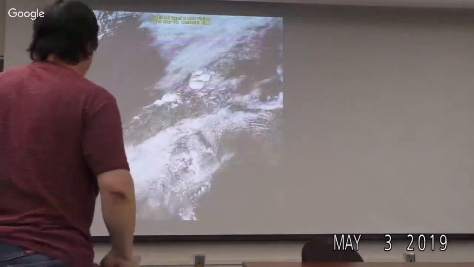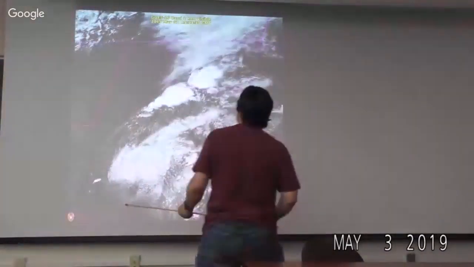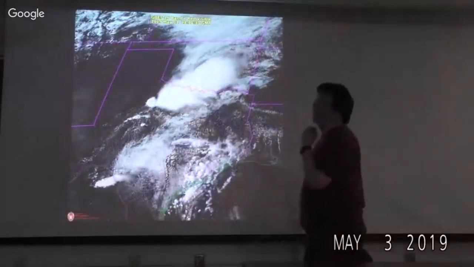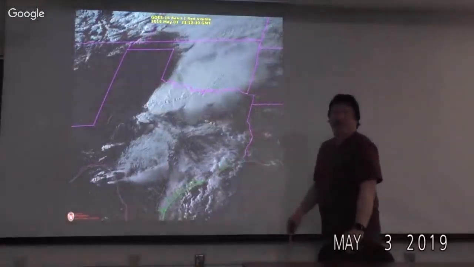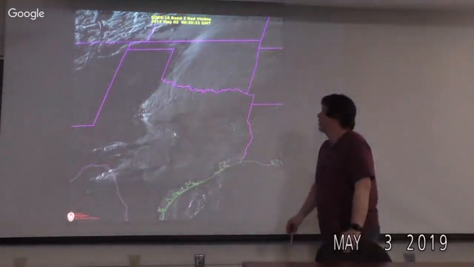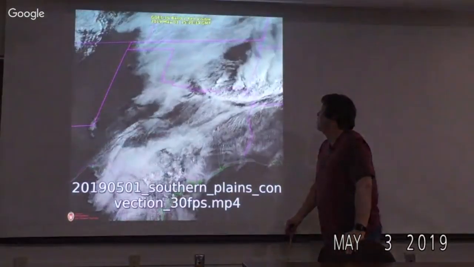This is the 1 minute mesoscale view from Wednesday. And Kelton can talk about it too, because we were talking about this earlier. I just think it's gorgeous. It is. That's really all I've got to say about it. Let it run a couple times.